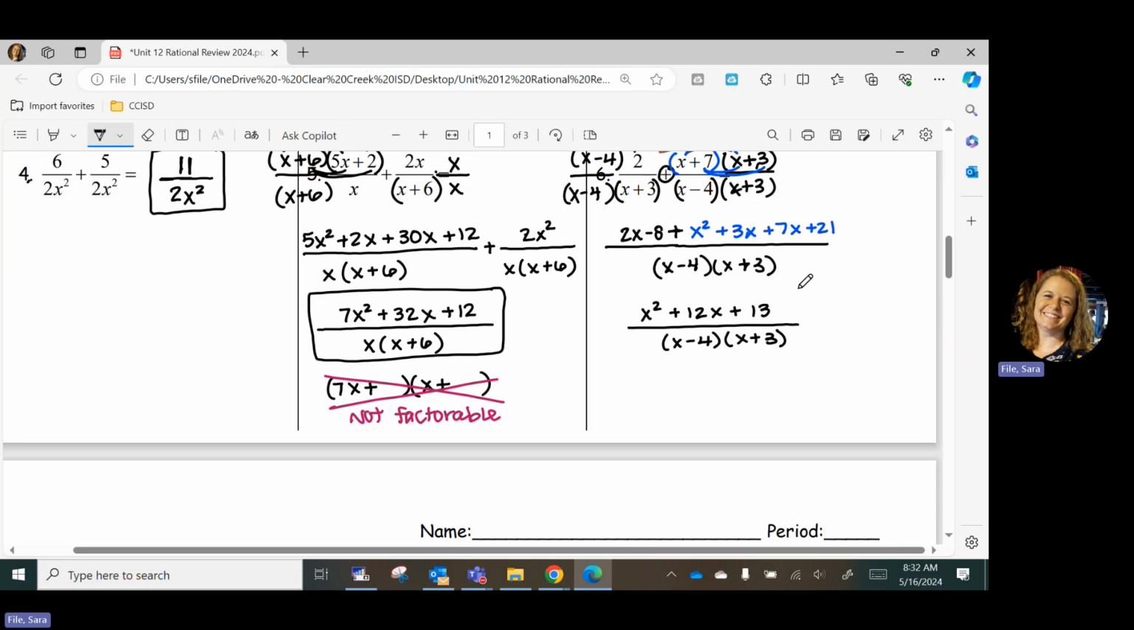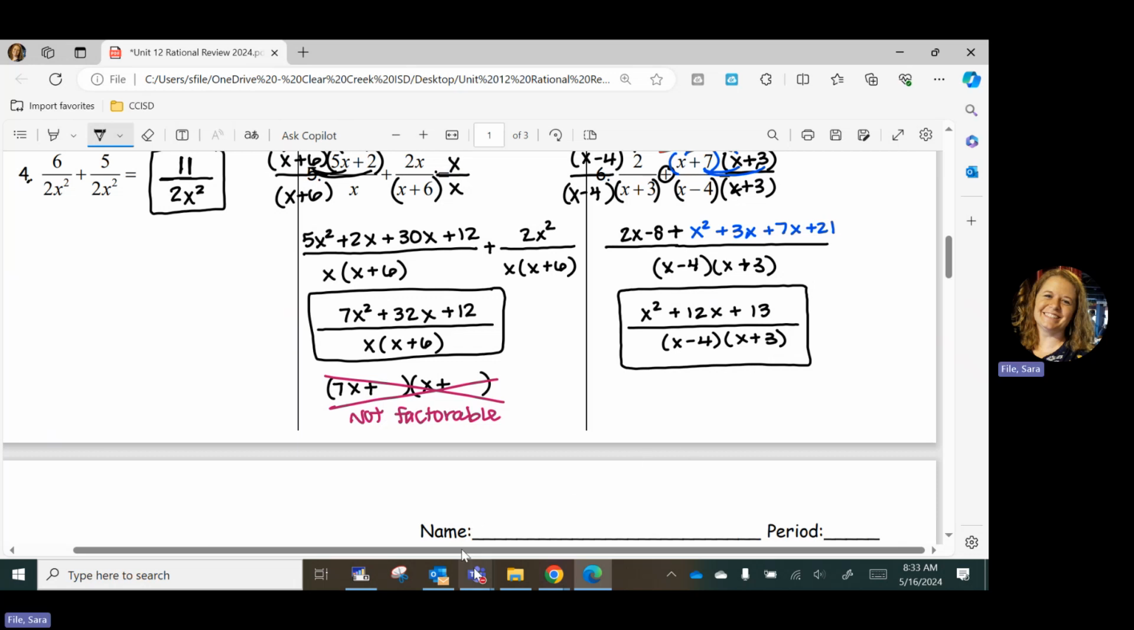What would the excluded values be here? If you were asked for the domain. Say again. -3 and +4. Remember, it's what would make these factors 0. So it's the opposite sign that you see there. So a -3 and a +4 would be the breaks in the domain. That's where your vertical asymptotes would be graphically.